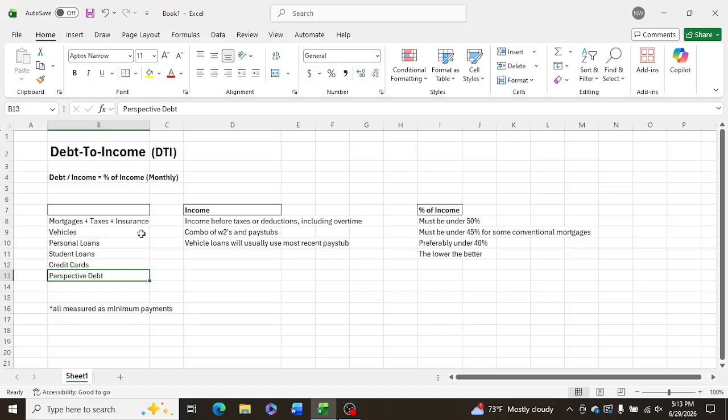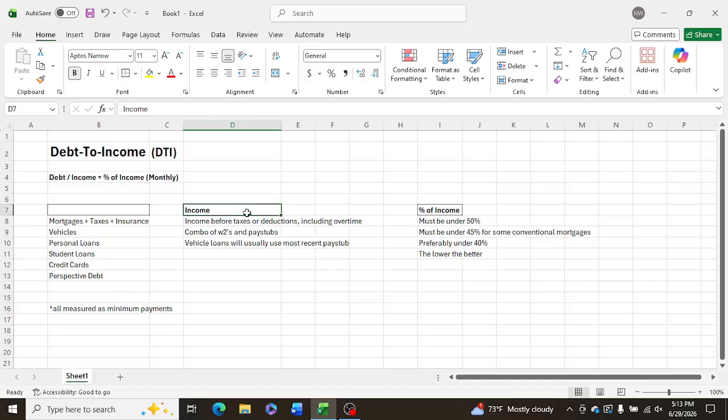Then it's vehicle loans, personal loans, student loans, and credit card payments. Anything that comes up on your credit report is going to need to be in there, and it's all measured as whatever your minimum payment is.